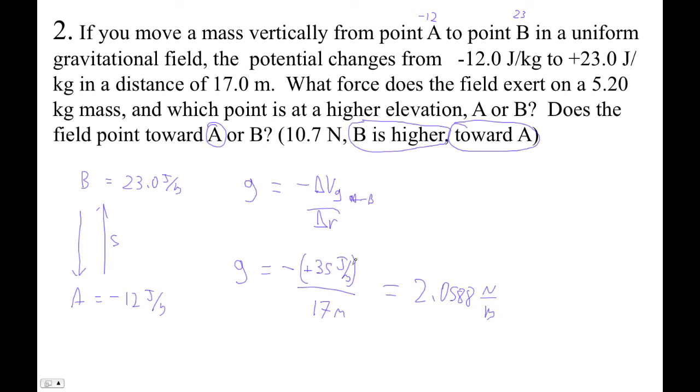And this is now newtons per kilogram, right? Because remember, a joule is a newton meter per kilogram. We divide by meters, we just end up with newtons per kilogram, right? And it's going to be down, right? The negative means it's down. Okay, well, they're all down, right? Okay, so let's see what else.